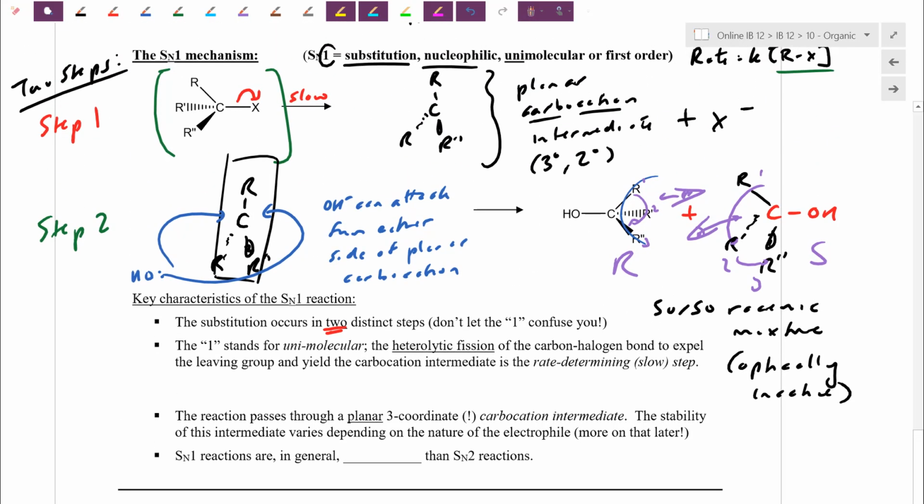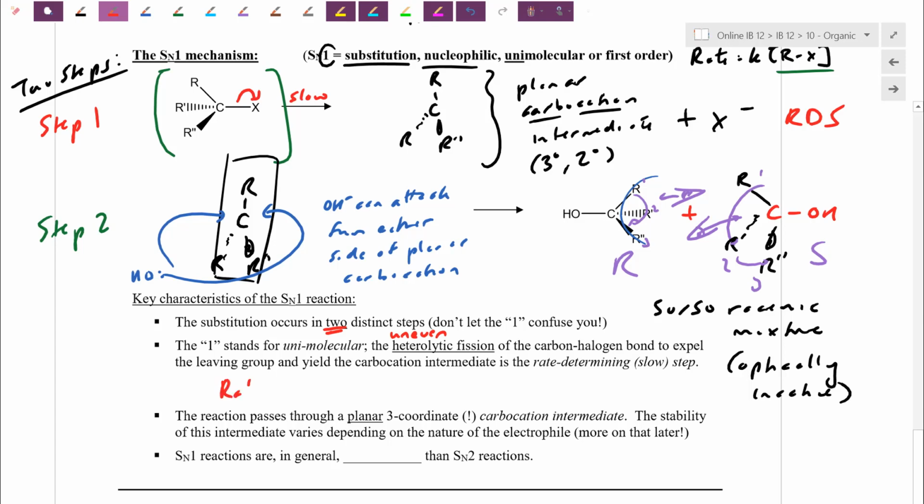In the slow step, in the rate determining step, the reactant was only the alkyl halide. It's heterolytic fission as opposed to homolytic fission. Homolytic was an even splitting. This one here is actually an uneven or unequal splitting, where the carbon-halogen bond here just expels the leaving group, just ups and leaves. And then we end up forming a carbocation intermediate. That's the rate determining step.